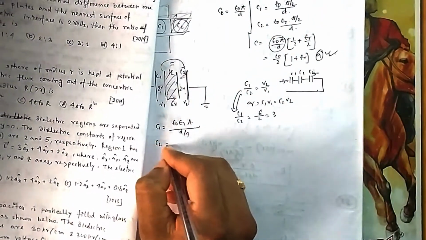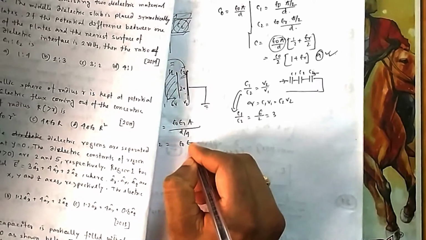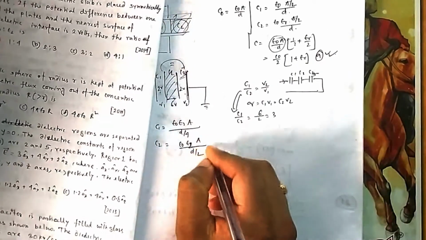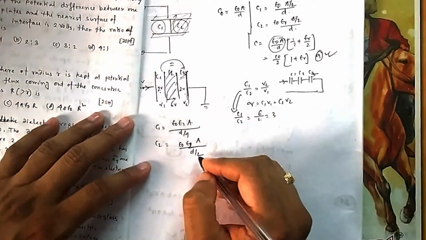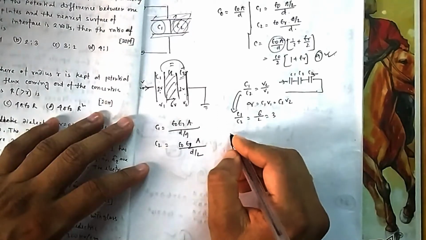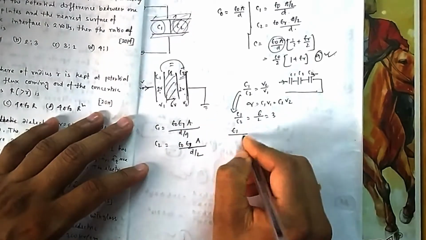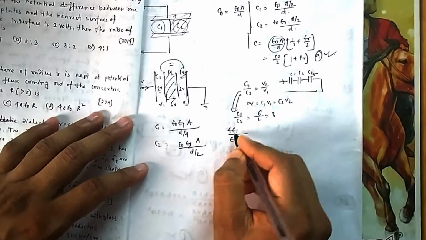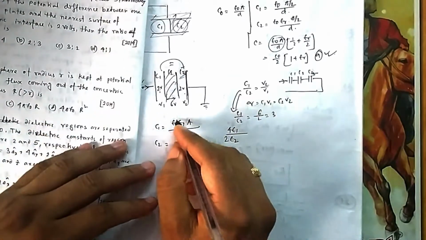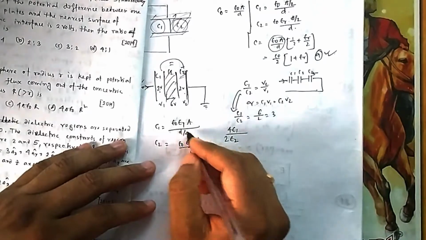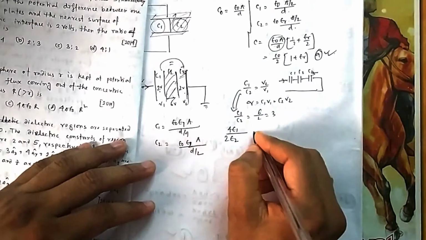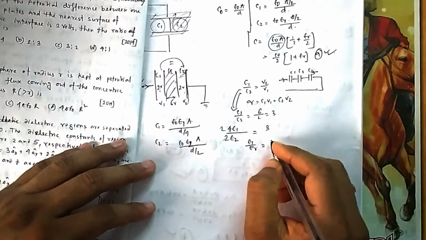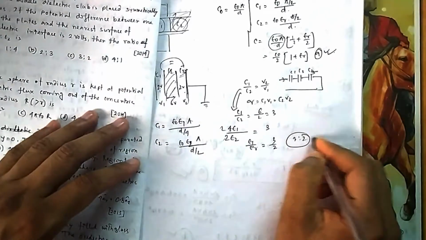And C2 is epsilon naught, epsilon 2, area A, divided by D by 2. So you can find the ratio between these two. What is C1 by C2? It will be 4 epsilon 1 divided by 2 epsilon 2. D gets cancelled, and 4 epsilon 1 divided by 2 epsilon 2 is equal to 3. So epsilon 1 is to epsilon 2 is equal to 3 by 2, that is 3 is to 2, which is option C.